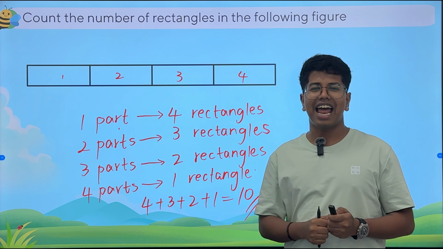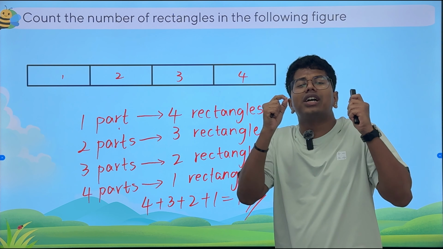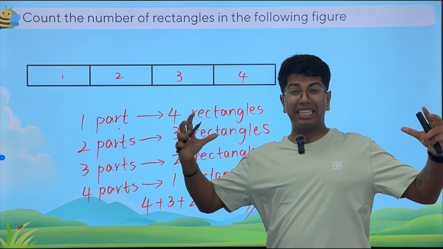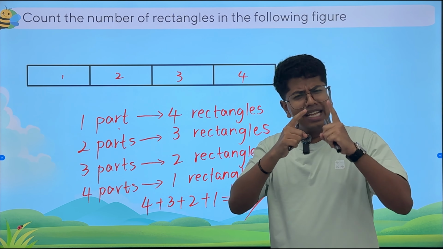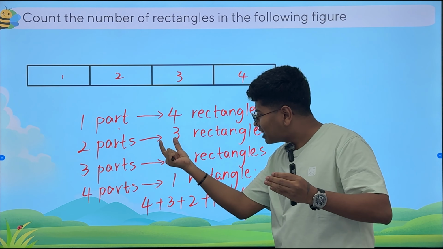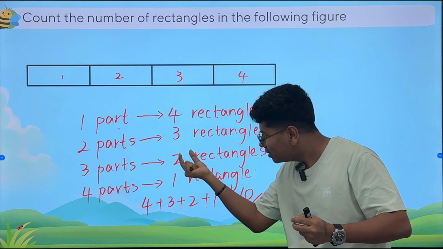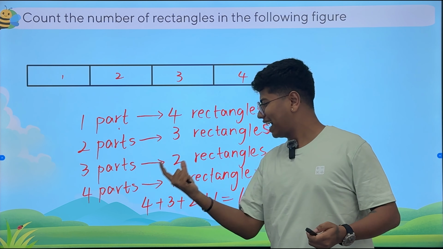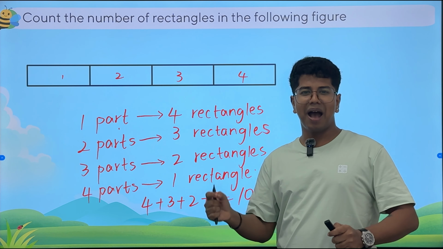So what we can understand from this question is, in order to count the number of rectangles, just 2 things to remember. 1, we can combine and then count. Then we can just find out one part. And then the rest we can just minus 1, and so on. And then finally, to count the number of rectangles, just add them up.